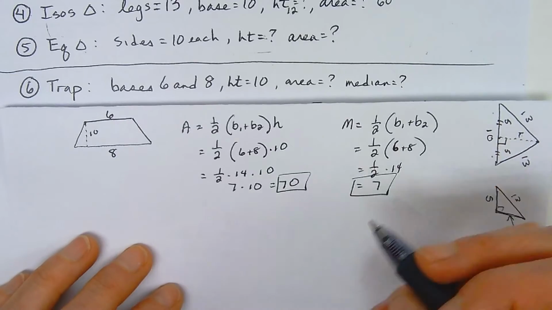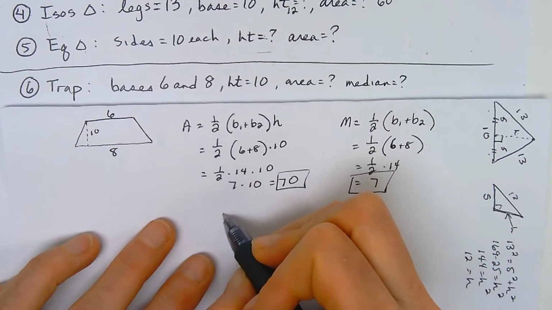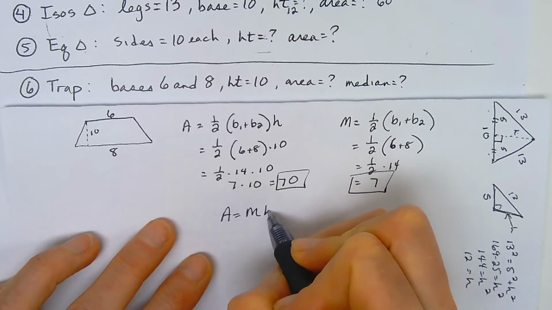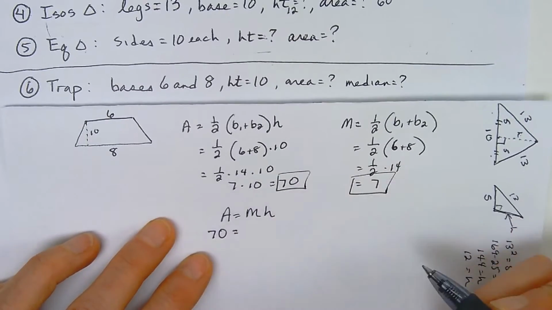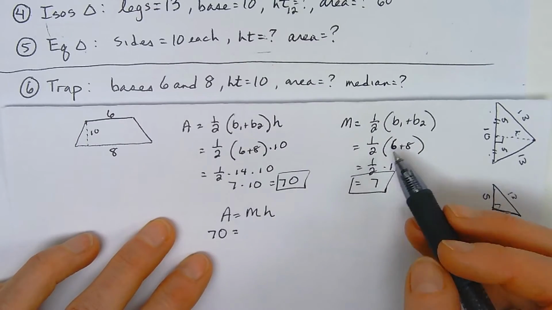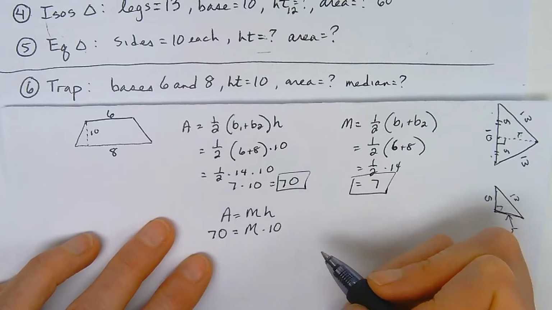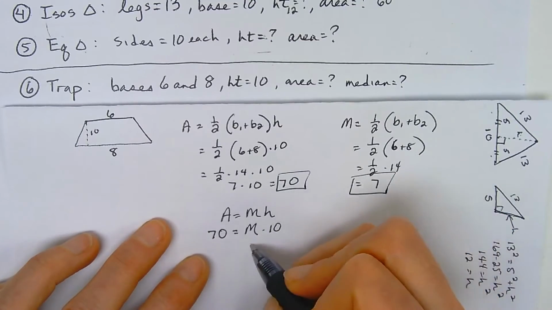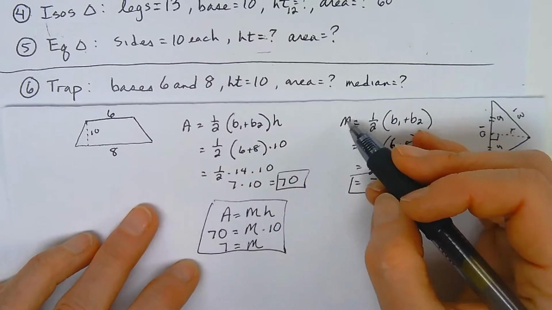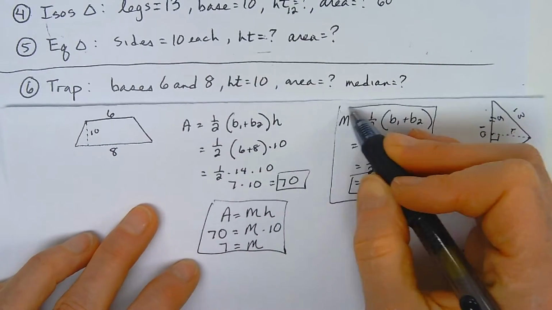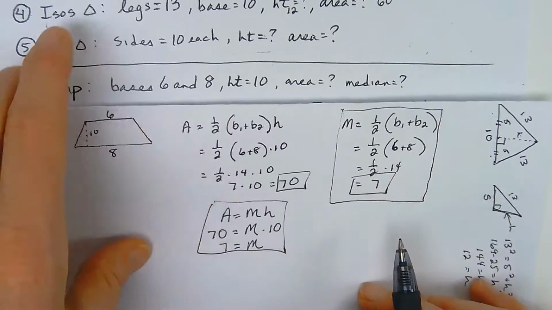Now you could use the other equation for the median, which says that the area is equal to the median times the height. And since we found the area to be 70, and we know that the median is what we're solving for, and we know that the height is 10, then we could divide both sides by 10, and we would get that the median is equal to 7. We could do it using that formula, or we could use the standard formula for a median. Okay, the median is 7.